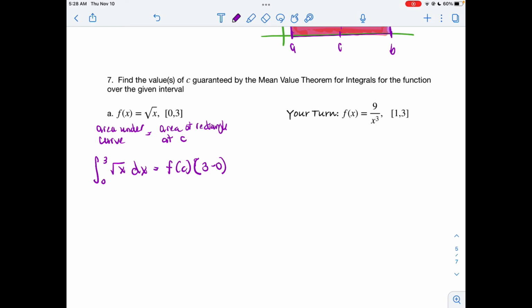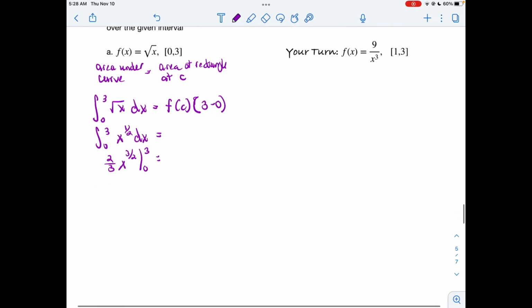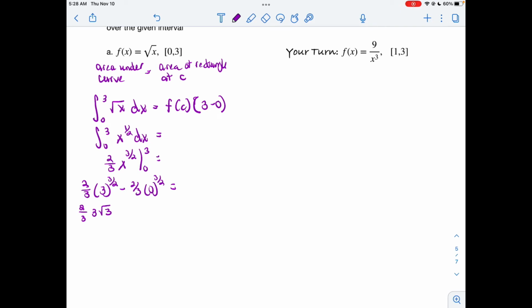So I would start by rewriting the square root of x as x to the 1/2, so I can use my power rule to find the antiderivative. And then the antiderivative of x to the 1/2 is 2/3 x to the 3/2, evaluated from 0 to 3. Remember, to evaluate using the Fundamental Theorem of Calculus, I plug in the upper limit minus the lower limit. And then 3 to the 3/2 is 3 times the square root of 3, times that 2/3, minus 0, which would be 2 the square root of 3, is the exact area under the curve.